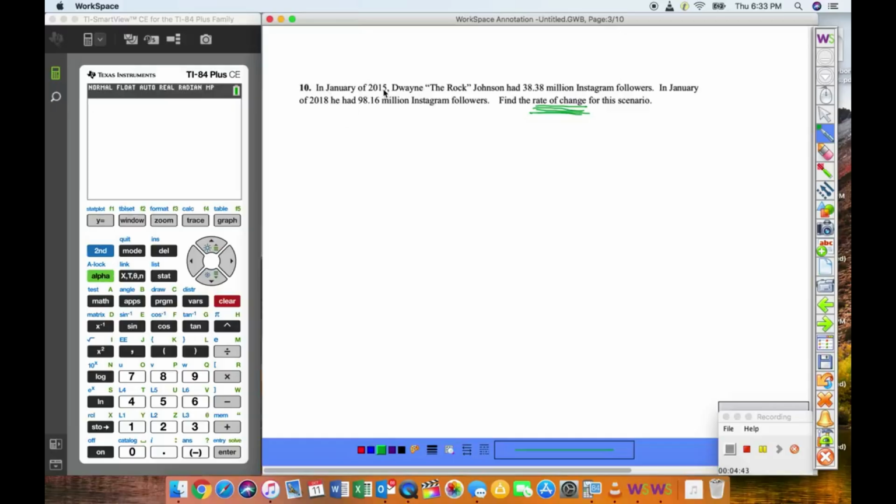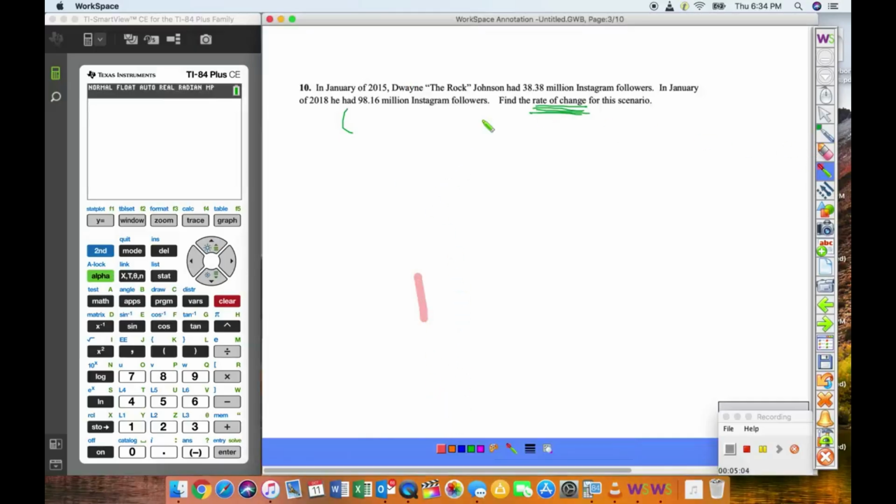In January 2015, Dwayne "The Rock" Johnson had 38.38 million Instagram followers. Then in January of 2018, he had 98.16 million Instagram followers. Find the rate of change. So what we're going to do is write two ordered pairs. Let's use the first bit of information that's given here.